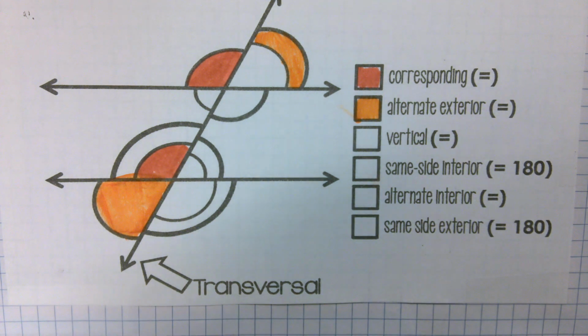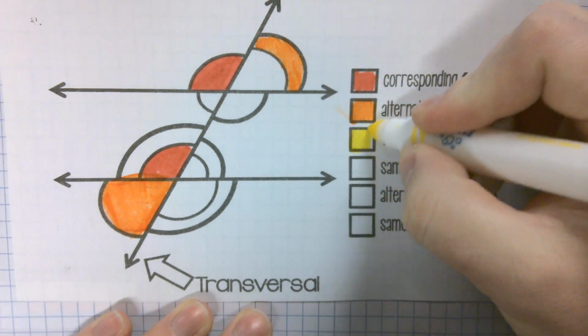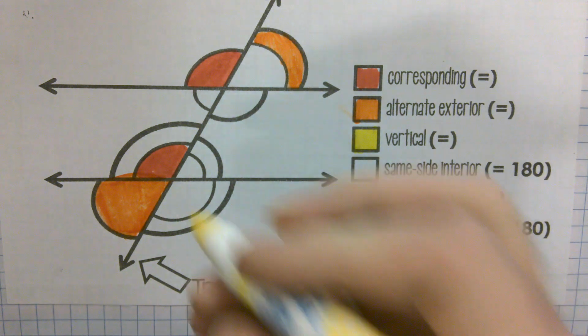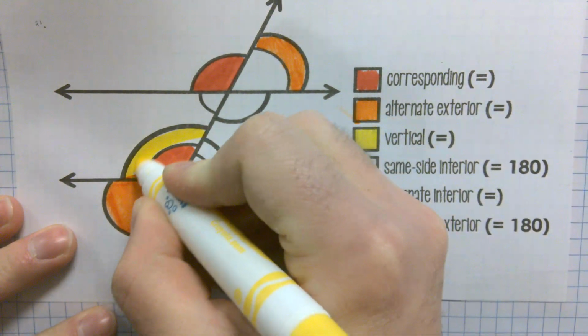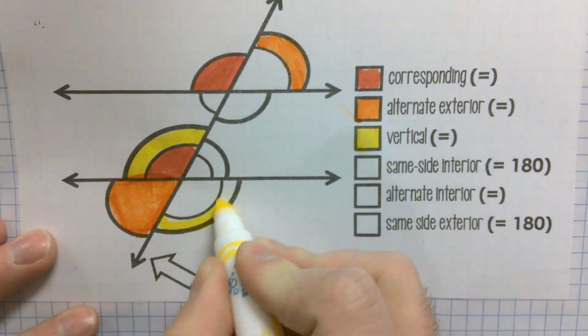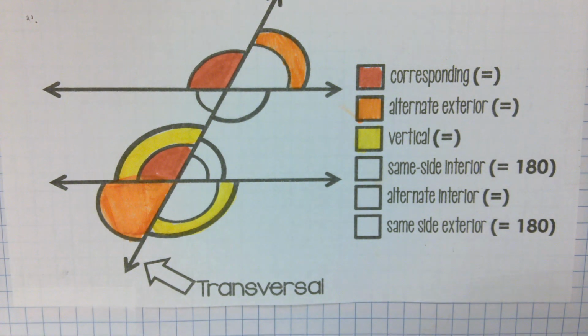Next one, again, this is something we know. We've been talking about it. We're going to color it in yellow. And that is our vertical angles. Vertical angles right here in yellow. Those little slivers of angle arcs.